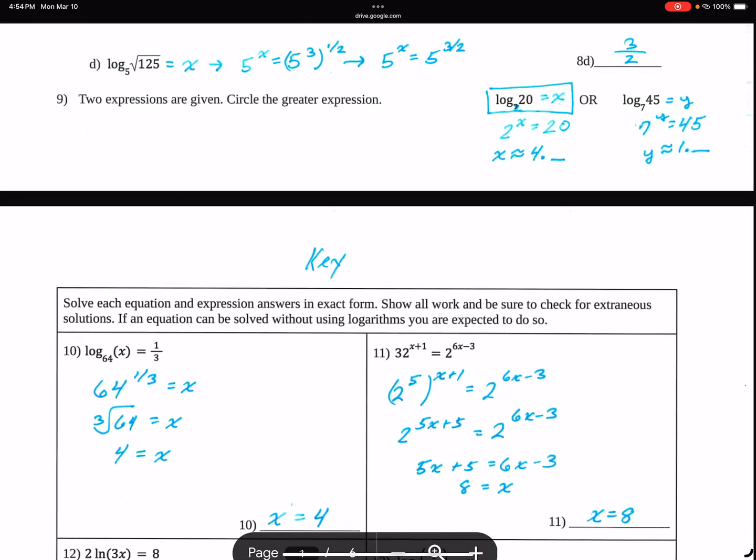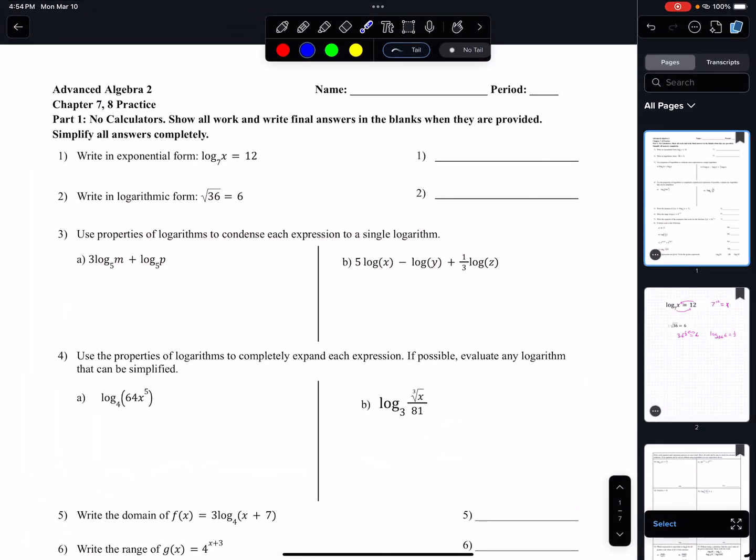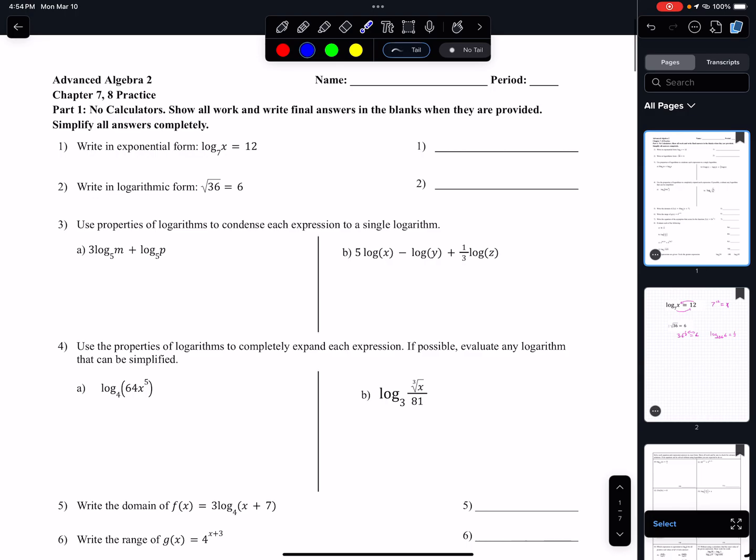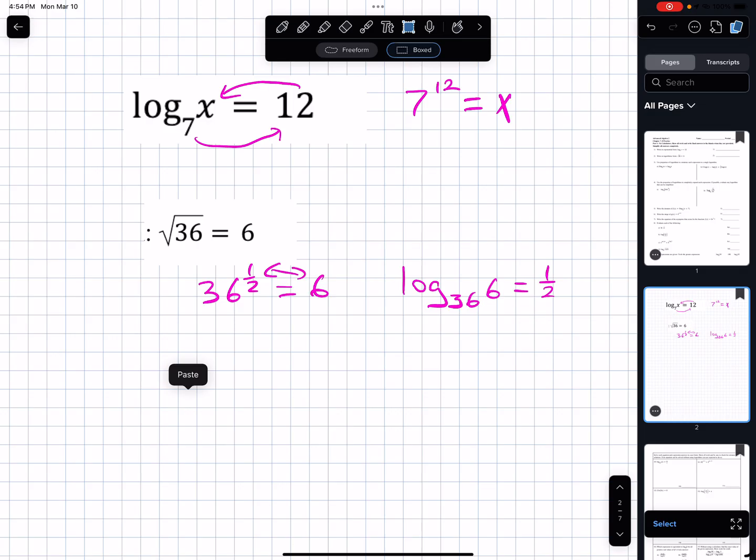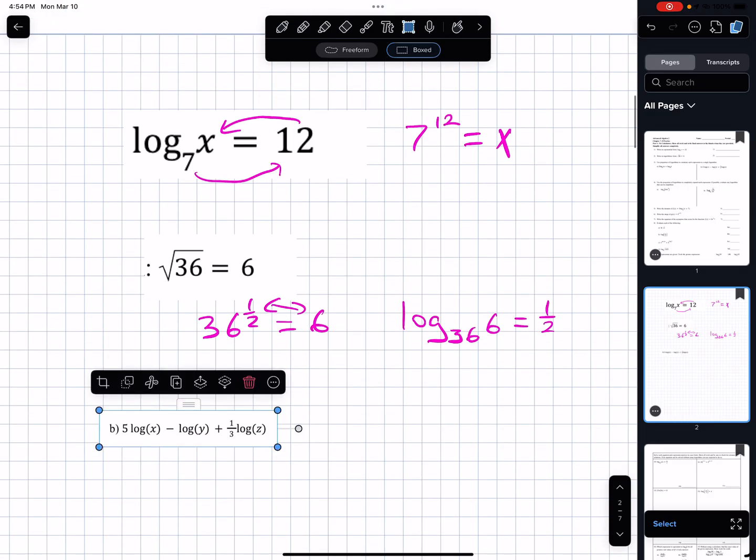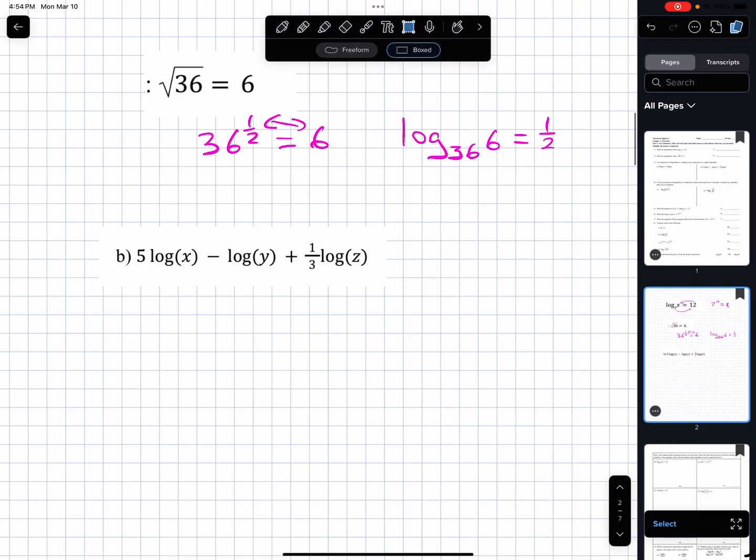So what's the first one you had? 3B. Okay. So let me copy this. So minus means divide, right? This 5 goes to the top of x as an exponent, right? So log base x or log x to the 5th. Now, I would write the x to the 5th up top like it's a numerator of a fraction.